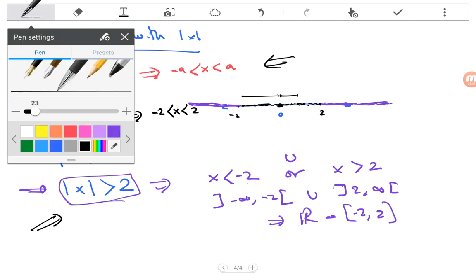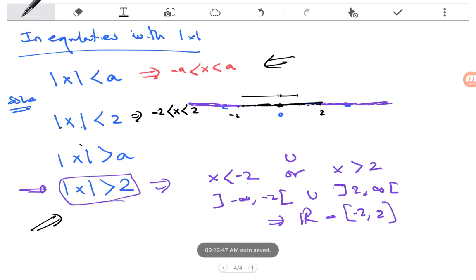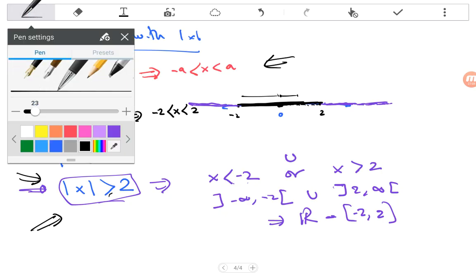In this case, the solution was this interval. In that case, the solution was that purple interval. So these are complement cases. Not taking into account the value of 2, -2, or the boundaries of the intervals, we'll just take it out of our sight based on the inequality we are taking.